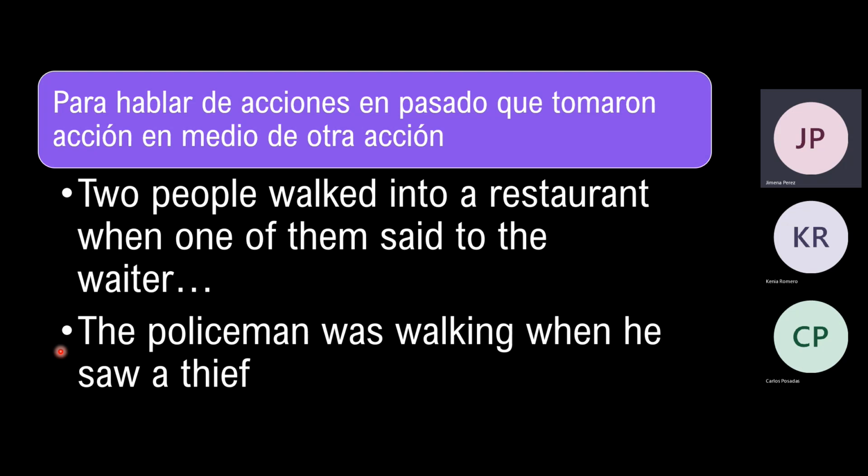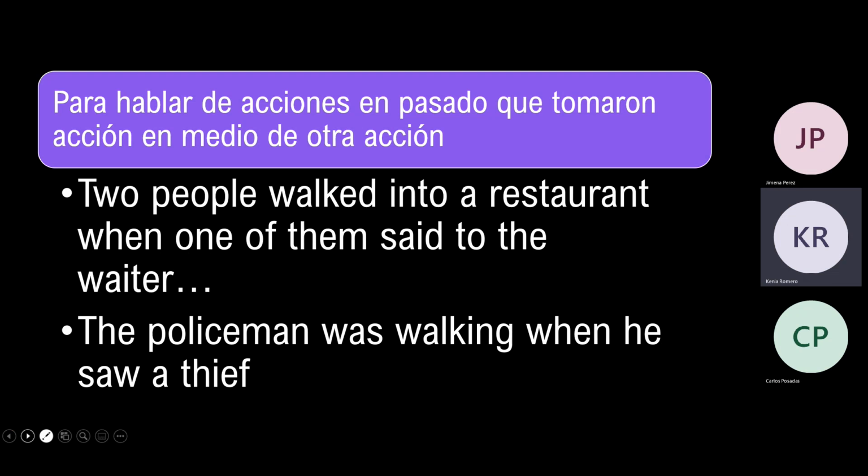Take the other example. The policeman was walking when he saw a thief. And the same. In this case, the first is in past continuous, and the next sentence is in past. So I can match or join two sentences when I'm talking about the past, using when, then past continuous or past simple. In this case, we are learning past simple. Do you have any questions or comments?